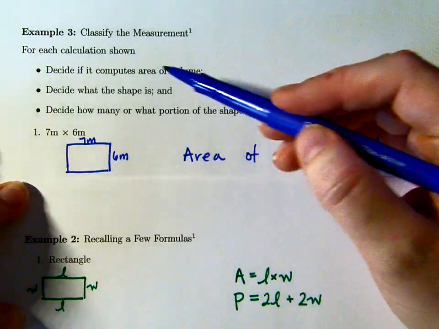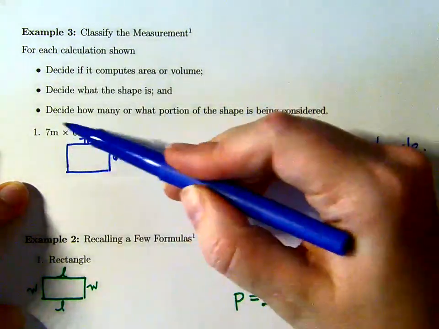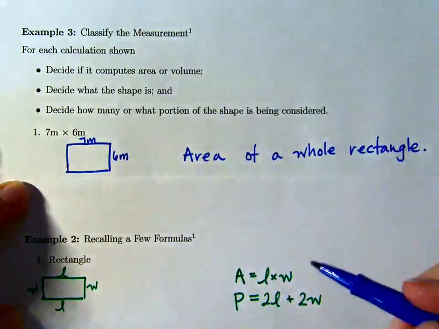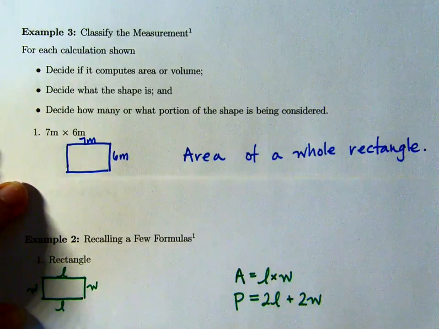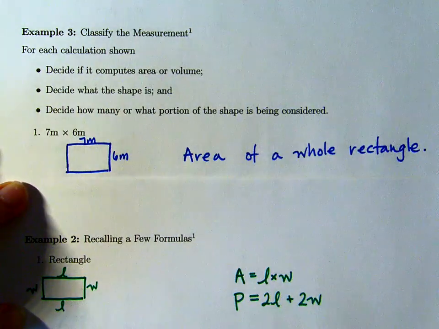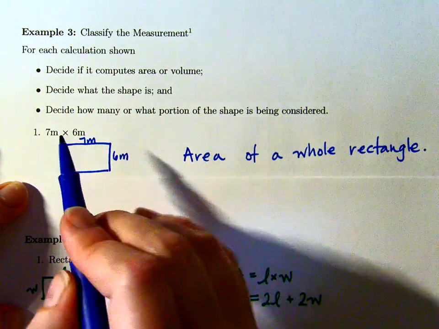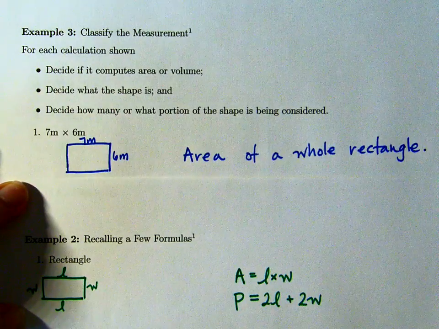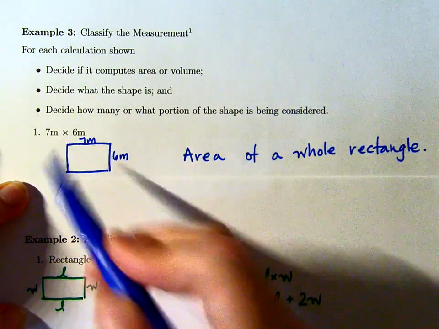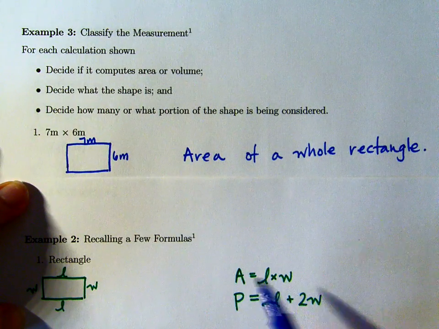I have satisfied this. It is more about looking at this computation and matching it to a formula and matching it to the shape. So this is the area of a whole rectangle, and even though it didn't tell me that, I know that just by an inference I made. Here's an example, and I'm saying, oh, well, it's probably this.